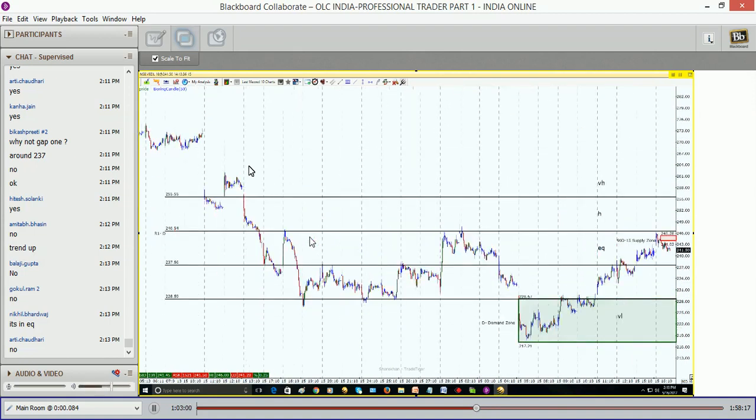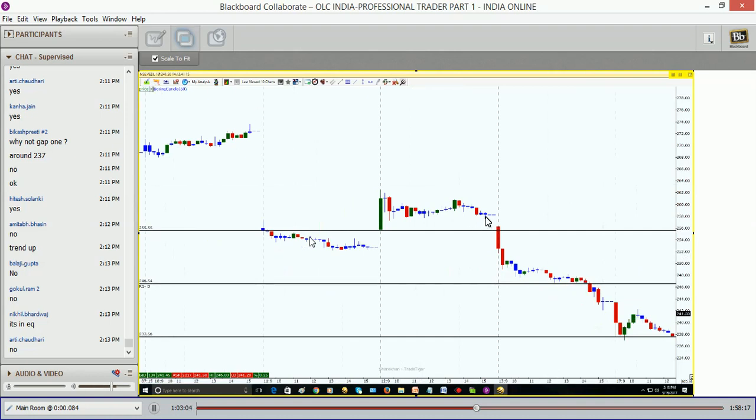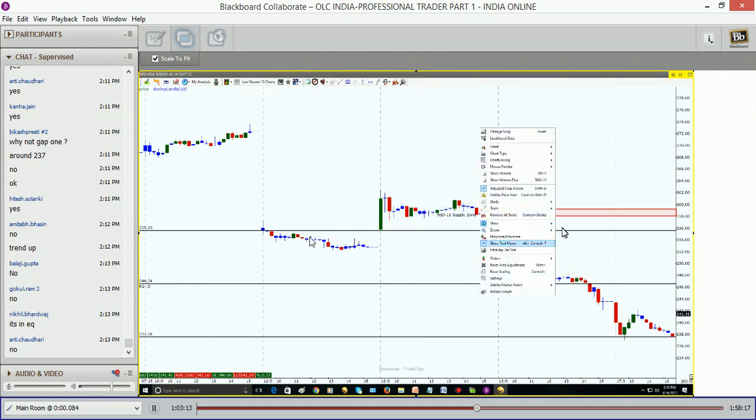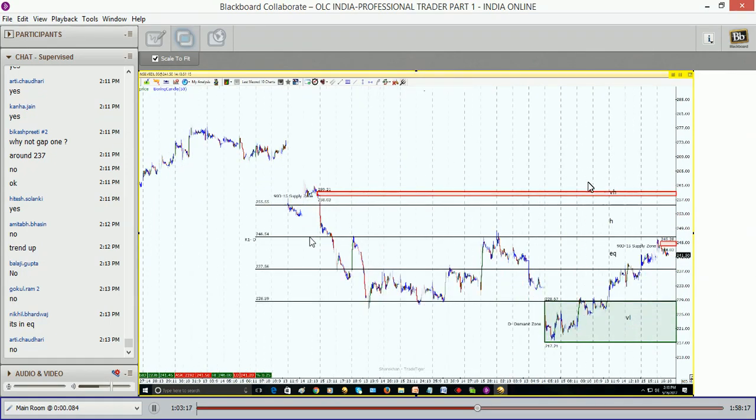But if I zoom into this portion, you will see that I have a drop base drop over here, which incidentally coincides with my higher time frame. Also, is it a good level to short? Am I in the right location to short if I mark this zone?